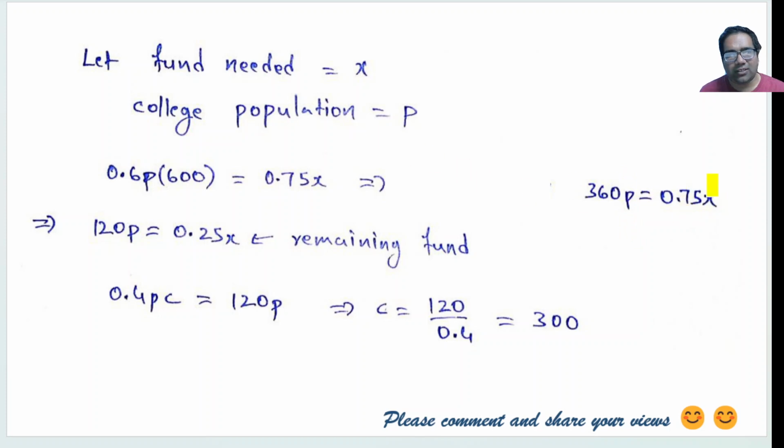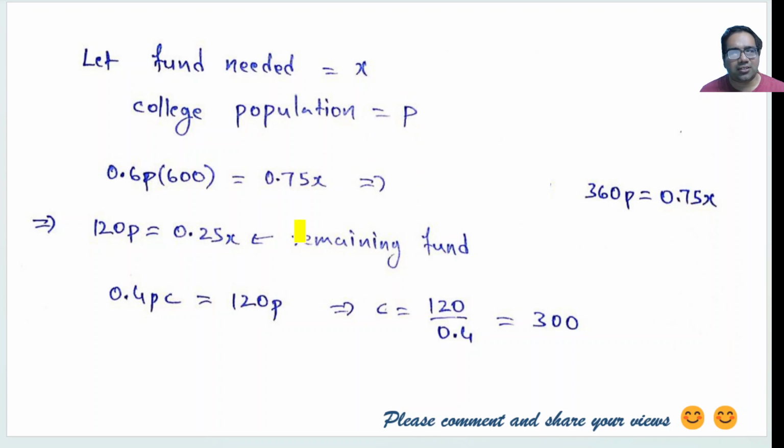And what is left? 75% is done. We need 25%. If 0.75X is 360P, 0.25X will become what? 0.25X is the remaining fund. It will become 360P by 3, which is 120P. We are just dividing by 3 on both sides. So 120P is what is needed. The remaining fund, 0.25X, is equal to 120P.